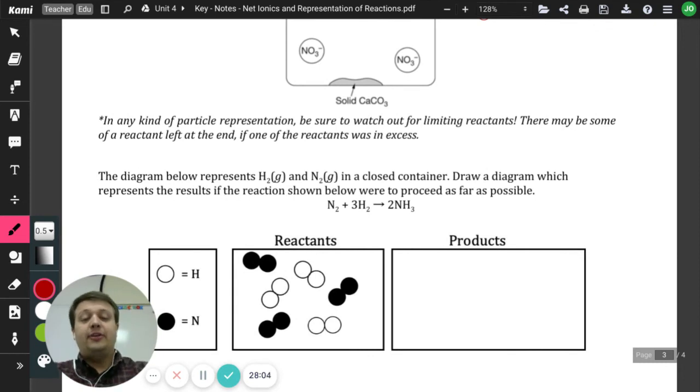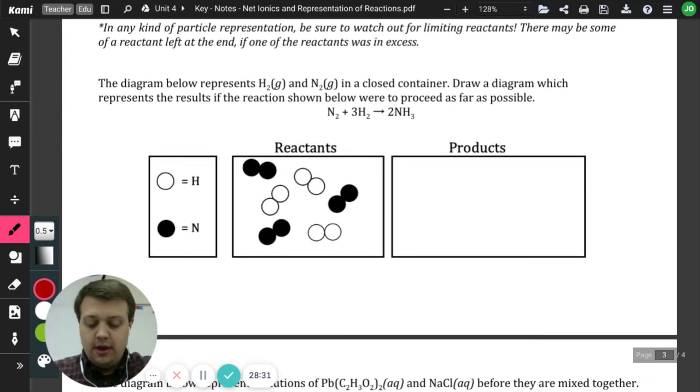Now, here's something to note. In any kind of particle representation, be sure to watch out for your limiting reactants, because your limiting reactants are going to be the ones that are completely consumed. There may be some left at the end if one of the reactants was in excess. So that's what we saw here, where we had to add that extra calcium because there was some excess calcium that was involved. Okay. All right.